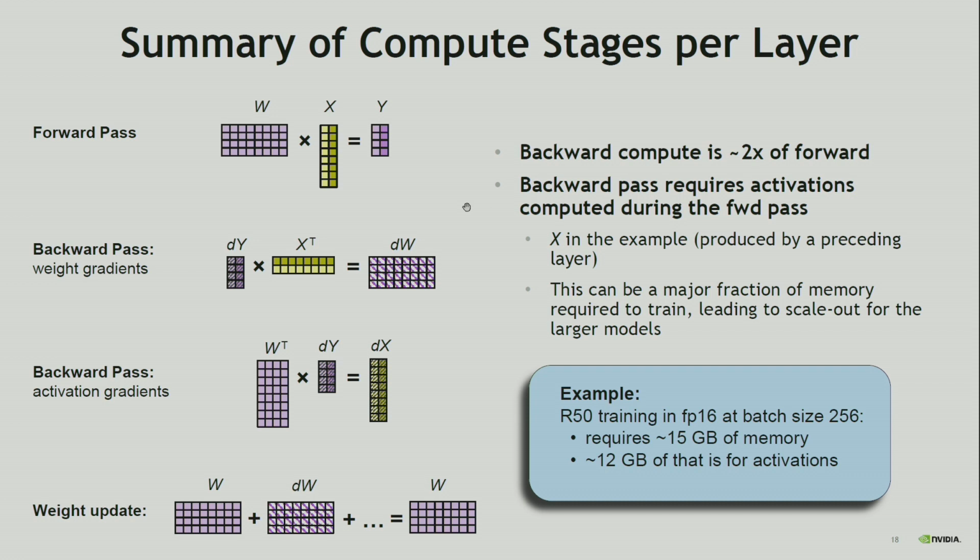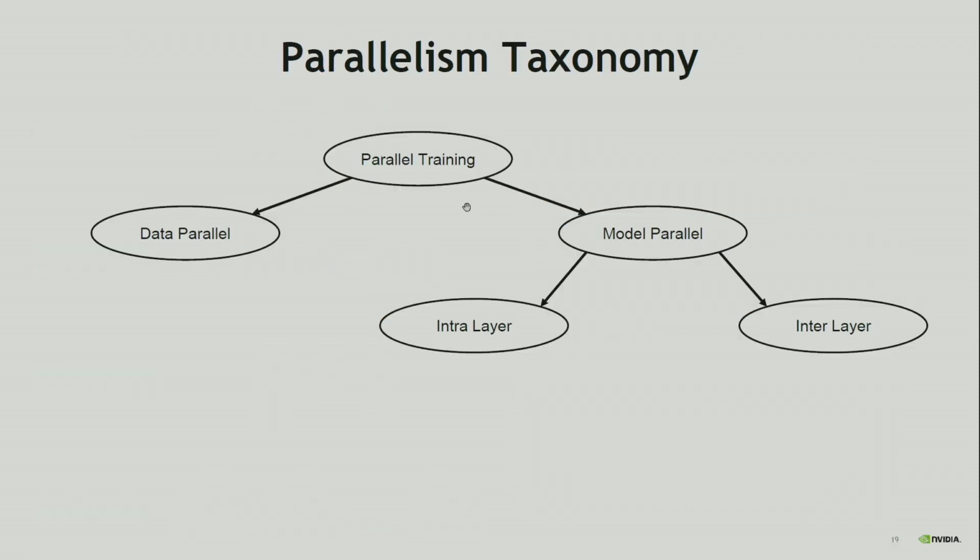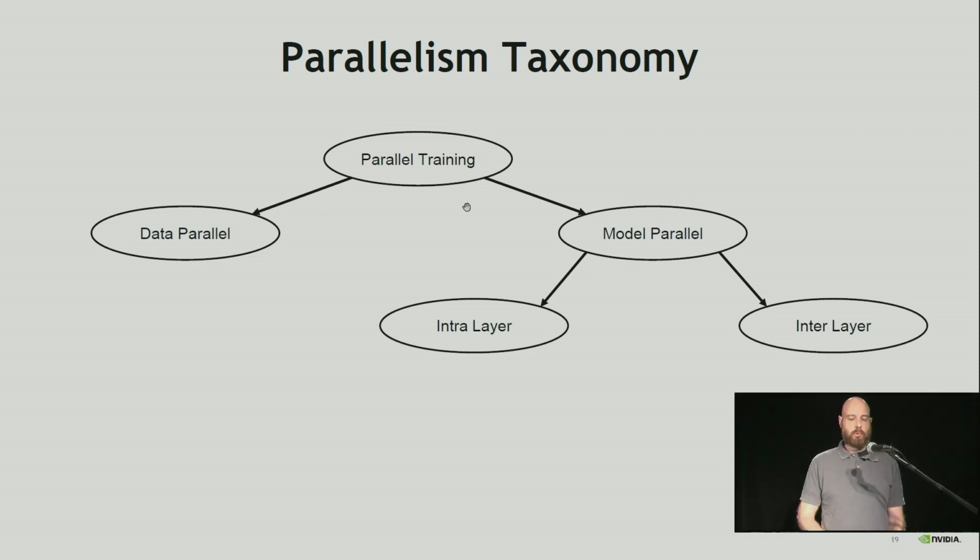Okay, so we just looked at the summary of all the computation required for training of a single layer, and the same thing happens for every layer in your network. So to help cope with all of this compute that's required, as well as the amount of memory that's required, training at scale is a solution. That way you get more memory and you get more compute horsepower.